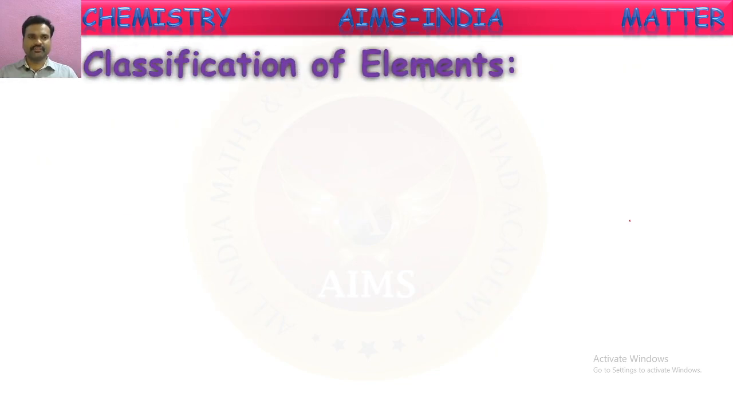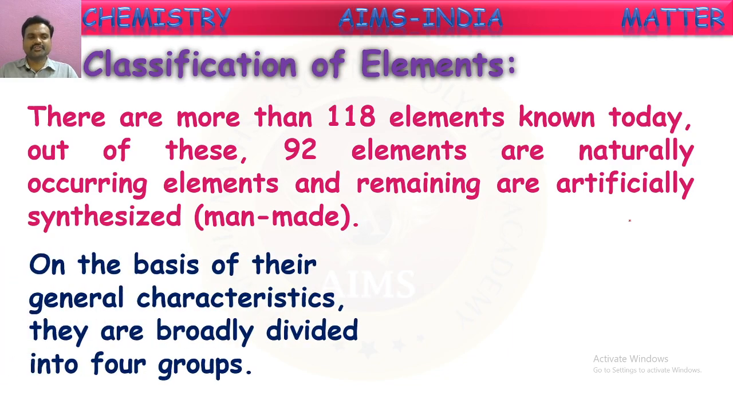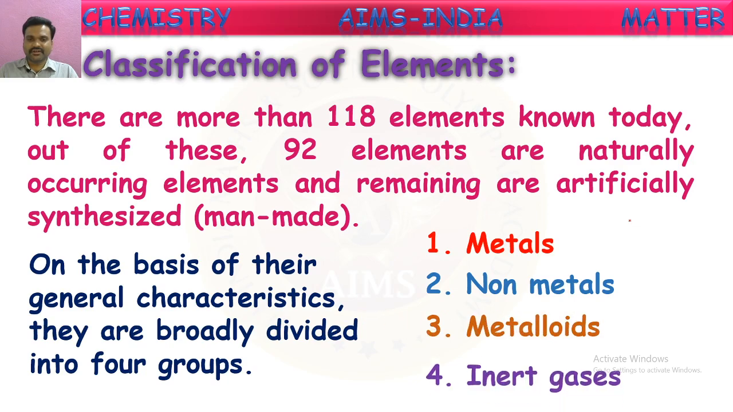So, the classification of elements. There are around 118 elements so far. Out of these, as I told, 92 elements are naturally occurring elements, and the remaining are artificially synthesized from the already existing elements. On the basis of their general characteristics, these elements are broadly divided into four groups: metals, non-metals, metalloids, and inert gases or noble gases.